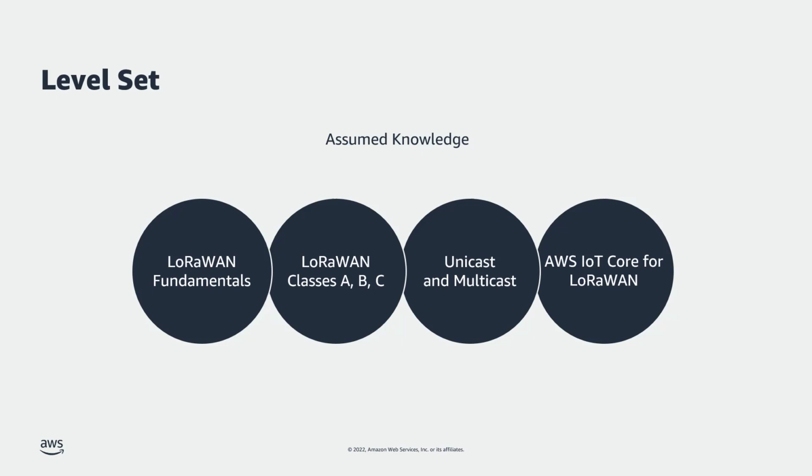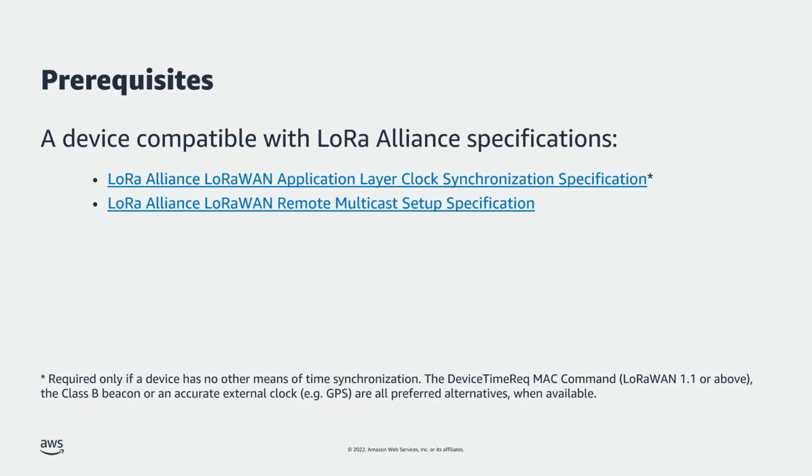This video dives straight into the Multicast Downlink feature of the AWS IoT Core for LoRaWAN service. To follow along, it's helpful if you're already somewhat familiar with LoRaWAN, LoRaWAN classes, Multicast, Unicast, and the AWS IoT Core for LoRaWAN service. To use the Multicast Downlink feature, you must have a LoRaWAN device that supports the LoRa Alliance Application Layer Clock Synchronization specification and the Remote Multicast Setup specification. You can find links to these specifications in the video description. Most LoRaWAN devices do not support the Remote Multicast Setup specification at this time, so please check your device documentation.